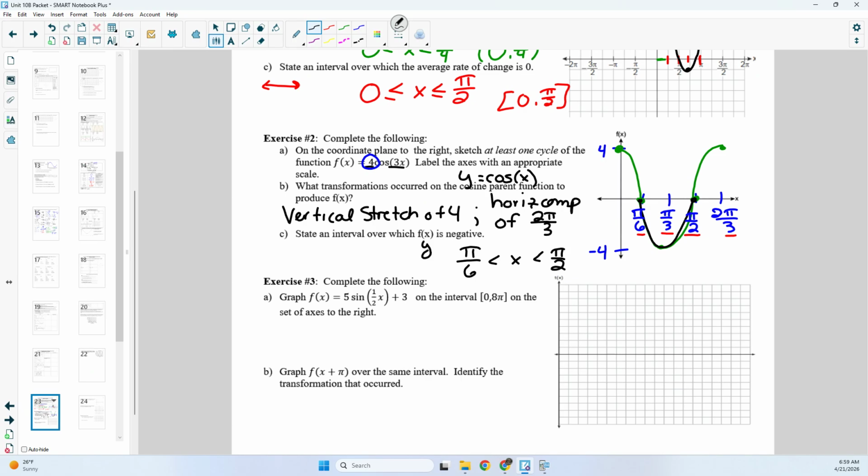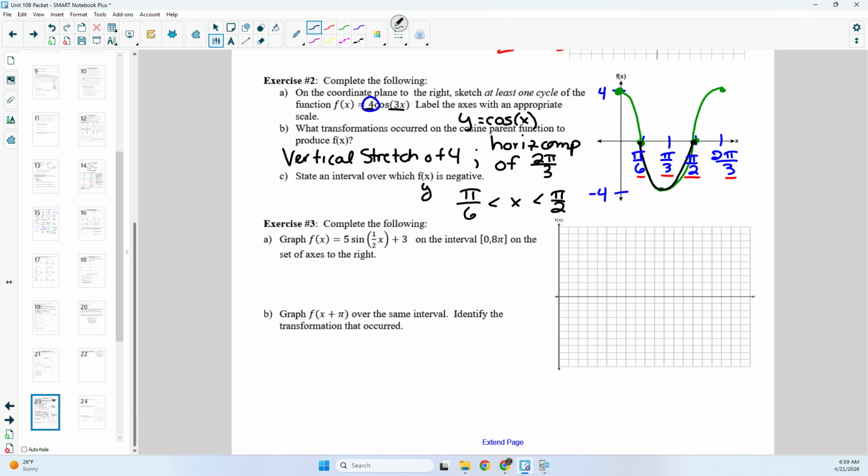So looking at our next graph, we're going to graph 5 sine of 1/2 x plus 3 on the interval 0 to 8 pi. So starting out, we need quarter points. My period is 4 pi if I flip that 1/2. So 1, 2, 3, 4, 4 pi. I'm just going to stick with that. I do need to continue this to 8 pi, but that is one period.